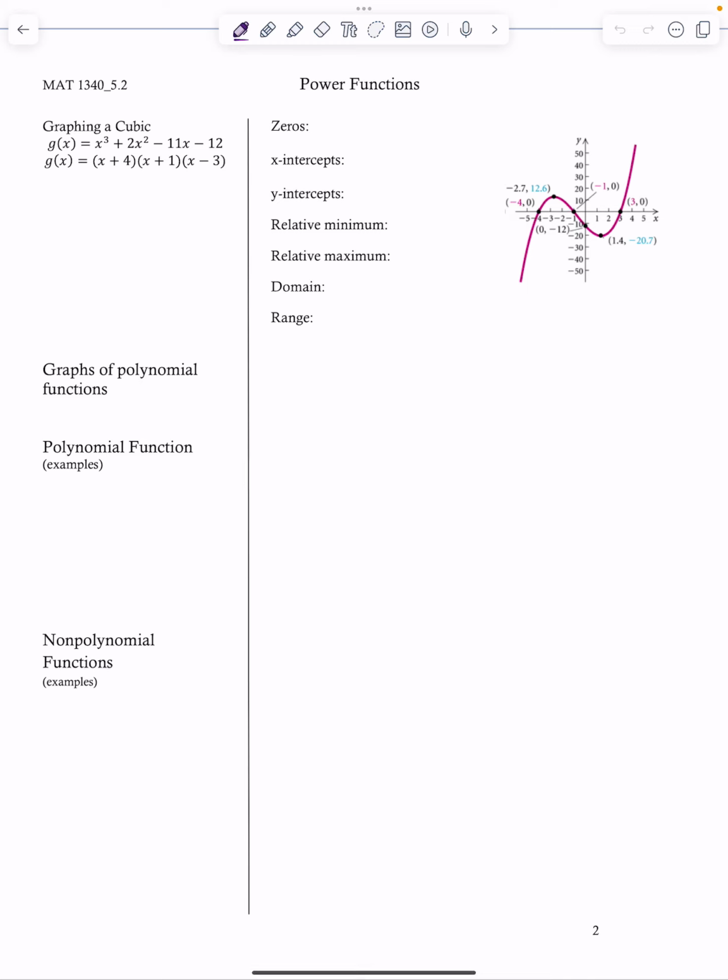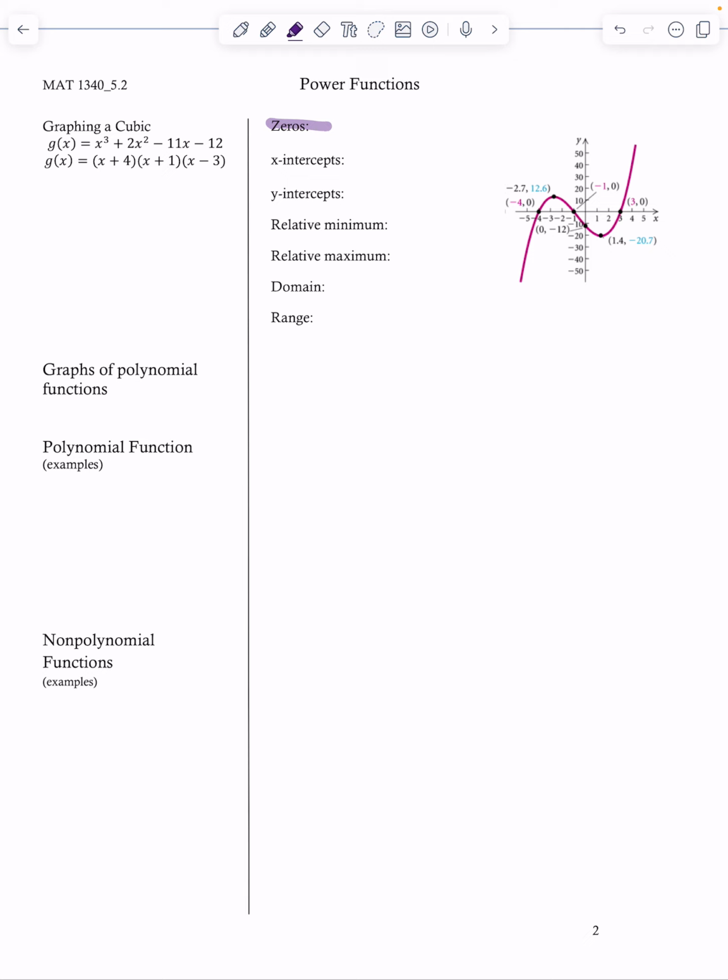Here are the 5.2 Notes Power Functions. This is page 2. So we are going to take a look at how we're going to graph a cubic. This one has already been factored for you. We will talk about how we figure out how to factor cubics in a couple of later sections. Just know this one has been factored for you, and some of the basics work the same way as when we graph quadratics. So let's see if we can color code here.